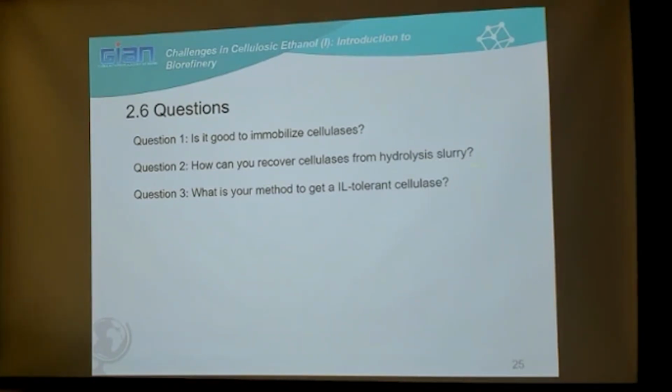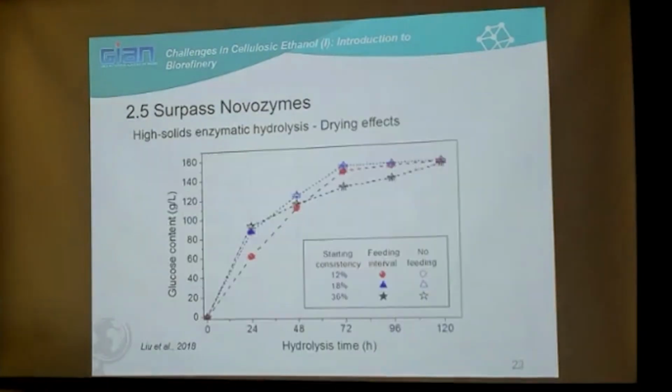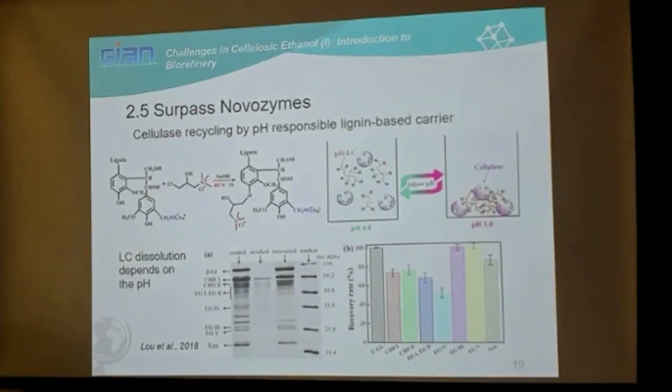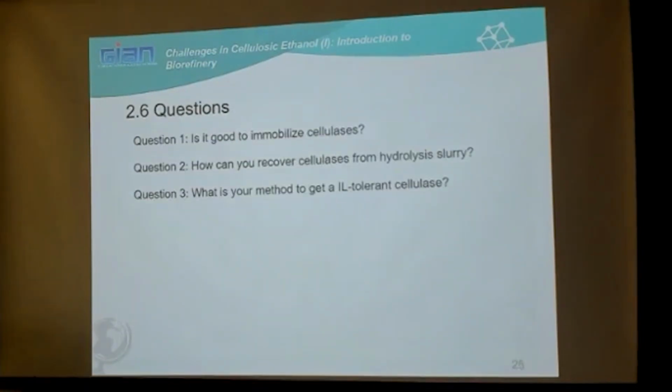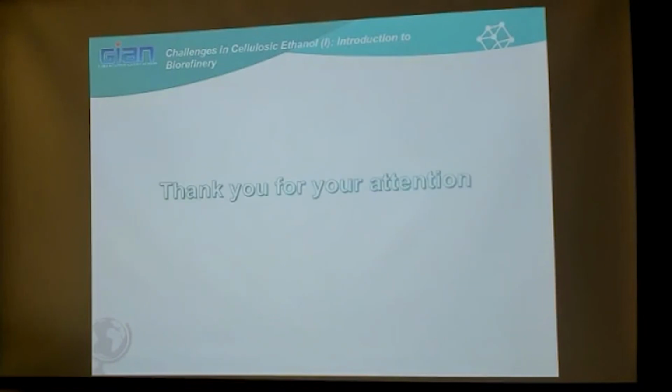Another question is how can you recover cellulase from hydrolysis slurry? Previously, I heard this result from Professor Luo, my friend. He recovered the cellulase in liquid. But how can we do that in slurry? Recover the cellulase from solid. And the third question is, what's your method? What's your process? Can you design an experiment to get an ionic liquid tolerant cellulase? Okay, I have these questions. Let's stop here. Thank you for your attention.